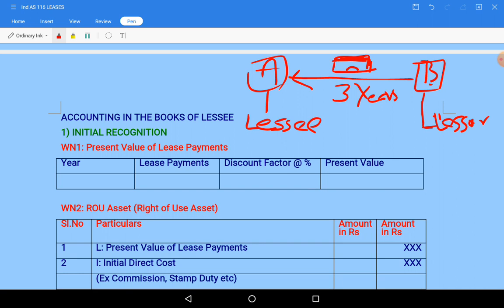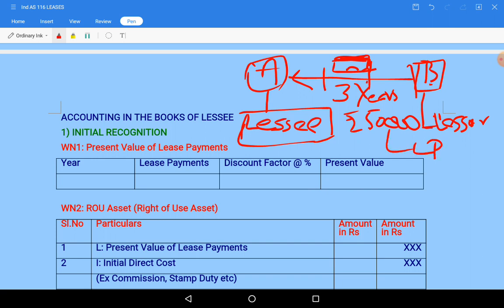For this we need to account in the books of lessor and lessee. First we are discussing in the books of lessee, so till the end of this video you assume yourself as lessee. Suppose at the end of each year, first year end, second year end, third year end, lessee A is paying rupees 50,000 as payment. This is called lease payments, the 3 years is the lease term, and this building is the leased asset.